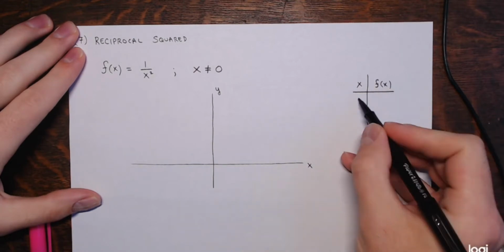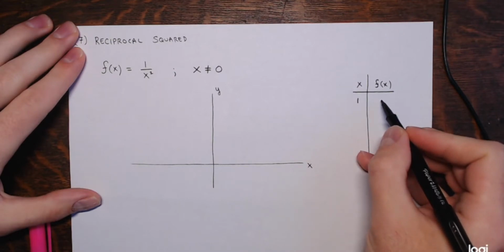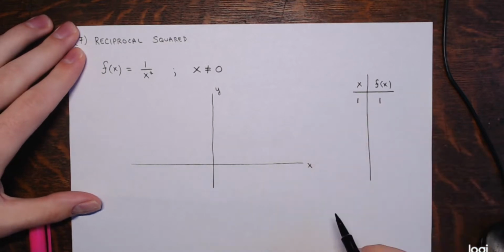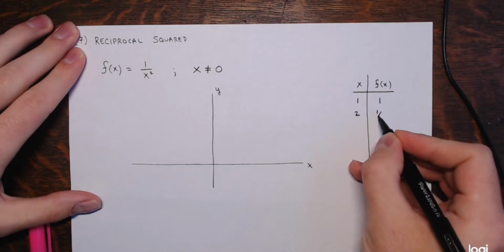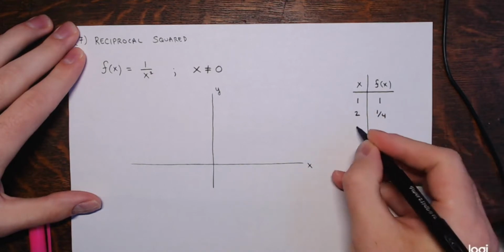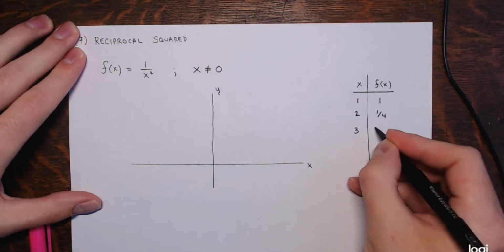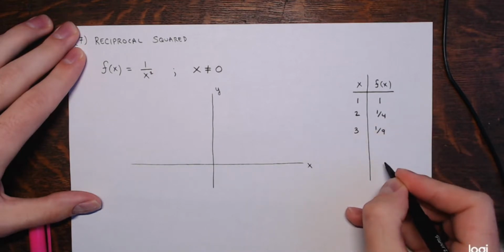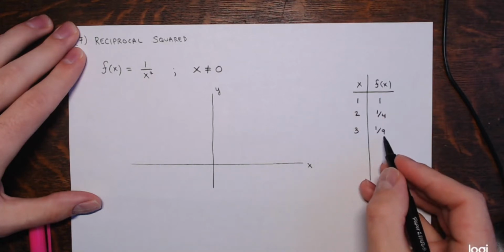So yeah, again, you can't plug in 0, but 1, the reciprocal of 1 is 1, and that squared is also 1. The reciprocal of 2 is a half, but when you square it, you get a fourth. The reciprocal of 3 is 1/3, but when you square that, you get 1/9. So you see, the larger I make x, the smaller the output gets again.